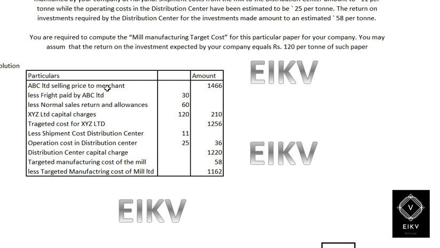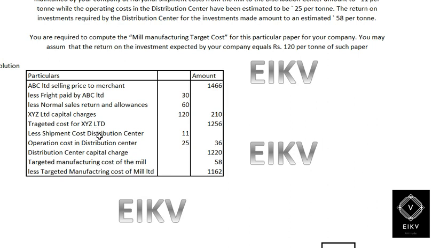First we take the selling price of ABC Limited, which is 1466, and we deduct the freight paid by ABC Limited, which is 30 rupees, and then the normal sales return charged by ABC Limited as rupees 60. Then we deduct our company's capital charge of 120 rupees. When we take the sum of these charges, we get 210, and when we deduct 210 from the sales price, we get 1256. That is the targeted cost.